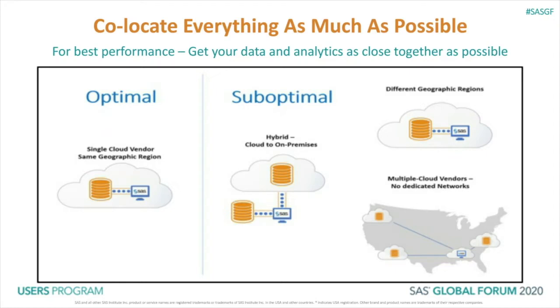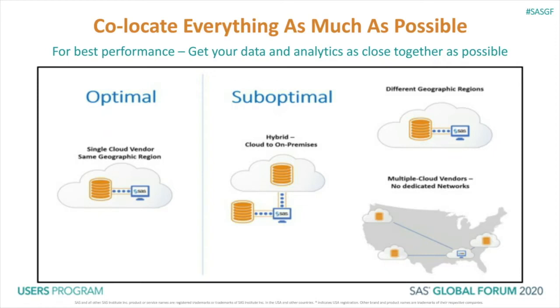Because SAS uses so much data and the data is so important, we recommend that you co-locate everything as much as possible. The further away your analytic components are in the cloud, the longer it's going to take them to communicate. Anytime SAS sends a request, it's going to take longer for the other component to receive it and to answer. That is called latency. And there is increased latency in the cloud.